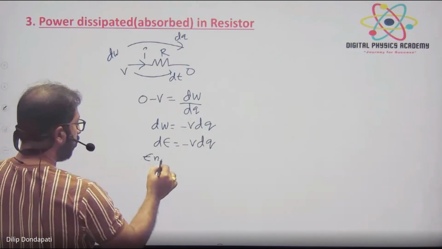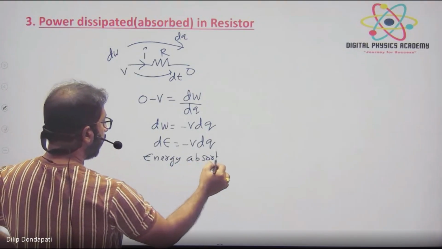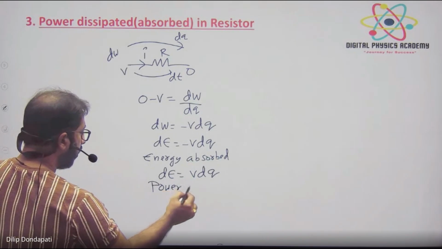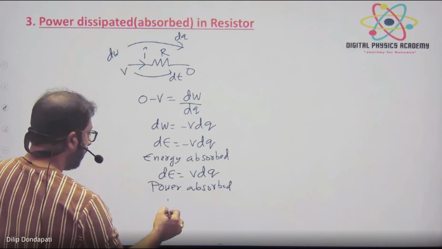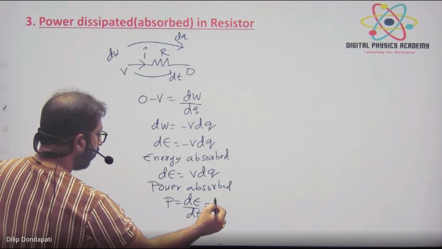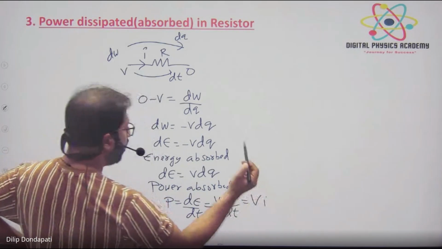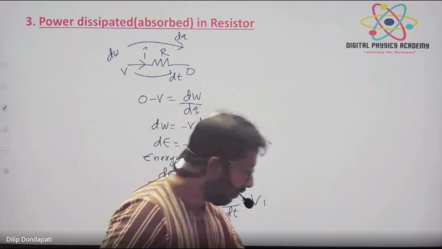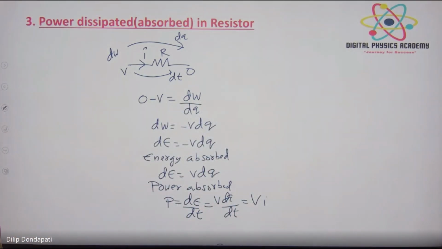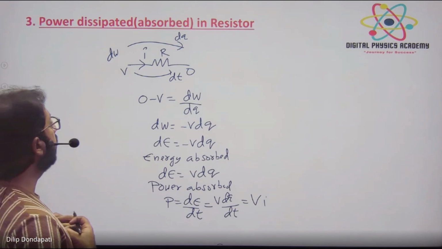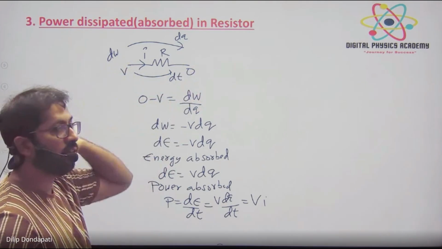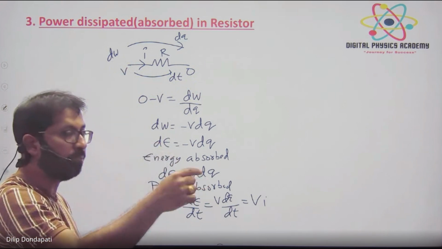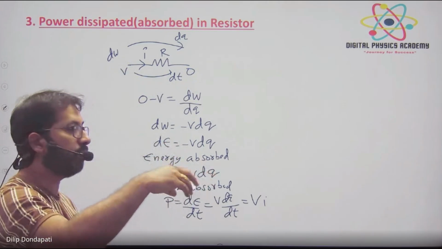Minus V dq is nothing but absorbed, right? So what will the energy absorbed formula be? Energy absorbed or dissipated: I will remove the minus, V dq, and power absorbed is P is equal to dE by dt, V dq by dt, VI. See, the same formula, P is equal to VI, holds for a resistor. Whatever power it draws, that power will be wasted in the resistor compulsorily. Suppose there is a combination of resistances; for that particular resistance, how much current is going and how much voltage, multiply both, and that much power is getting dissipated.